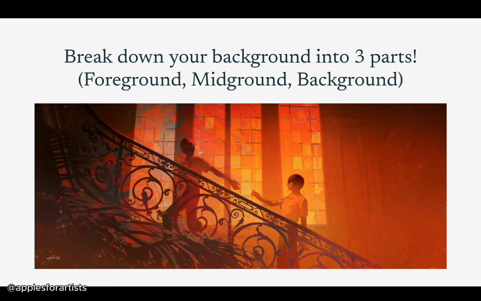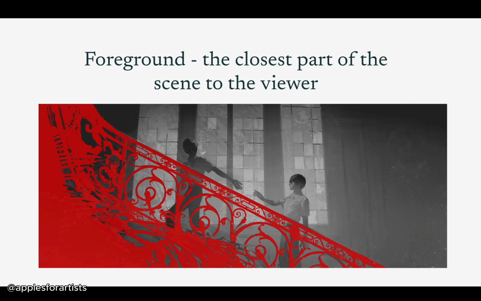Firstly, before we get into any shape language, it's important to break down our background into three main parts: the foreground, the midground, and the background. When we think about a scene, or just something that we want to illustrate, the best approach is to immerse yourself in the scene. Pretend that you're actually standing in the scene itself and looking at what's going on, so we can identify these three main parts of the image.